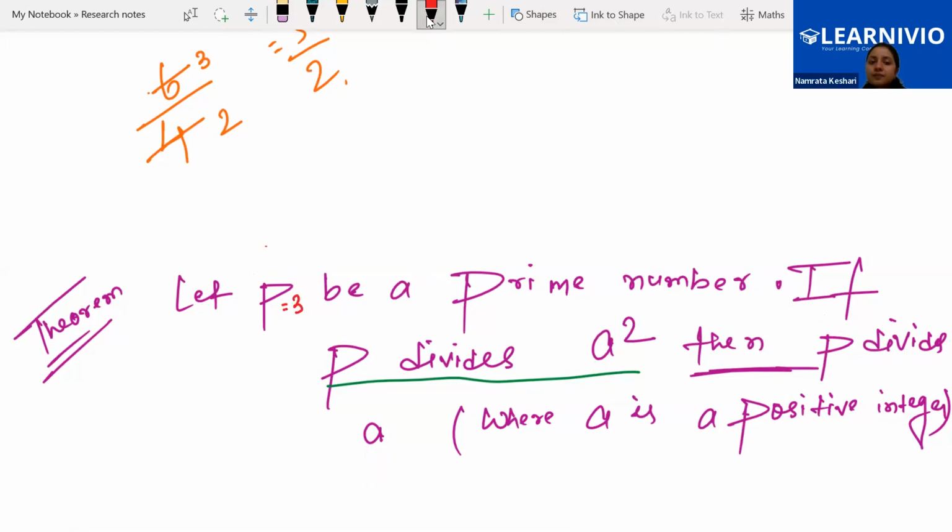So P is a prime number, so the P value we can take as 3. In the same theorem, P is a prime number, that means 3 is a prime number. If P divides A square, that means 3 divides A square. In place of A square, it can be any number. It can be any integer.